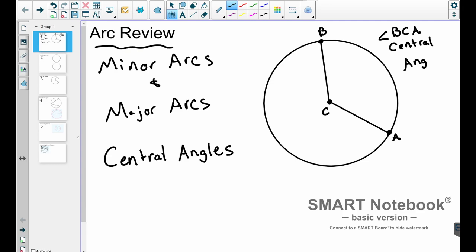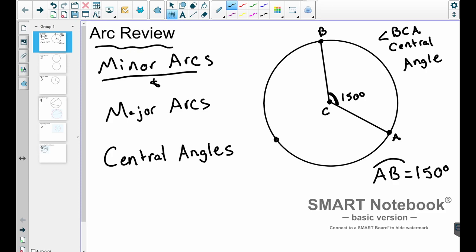And there's something we know about the central angle: the measure of the central angle, no matter what it may be, is always going to be the same as the minor arc measure. So the central angle here, we'll say looks about 150 degrees. Then we can say that arc AB is 150 degrees, and that's our minor arc.